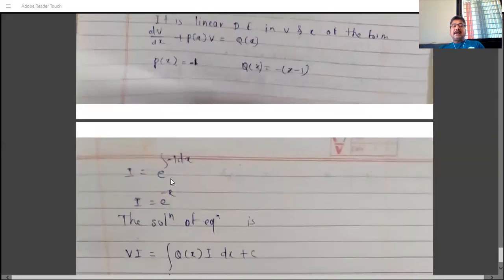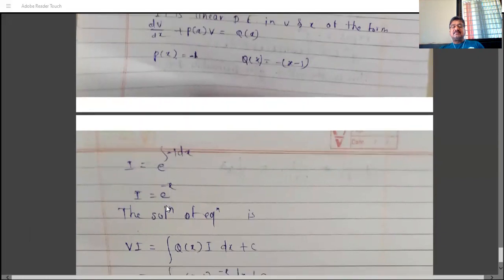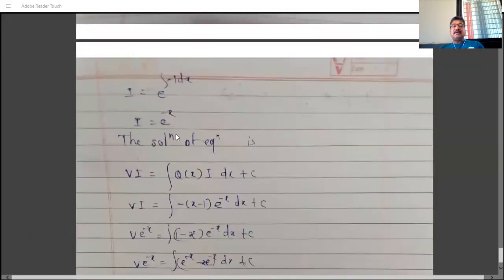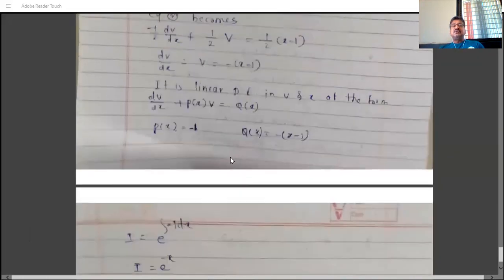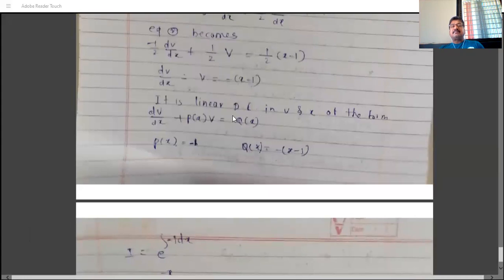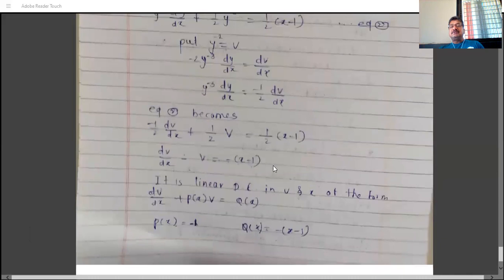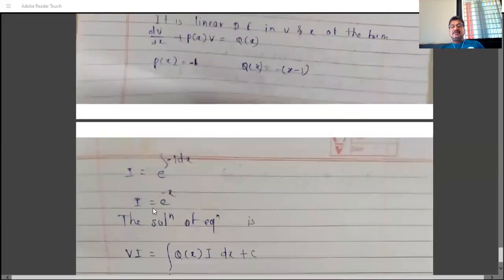And then the integrating factor is what? The integrating factor of a linear differential equation is e raised to the integral of P dx, that is, the integral of minus 1 dx, and the integration of minus 1 with respect to x is minus x. So the integrating factor is e raised to minus x, and therefore the general solution of this linear differential equation, suppose this is equation number 3, is what?